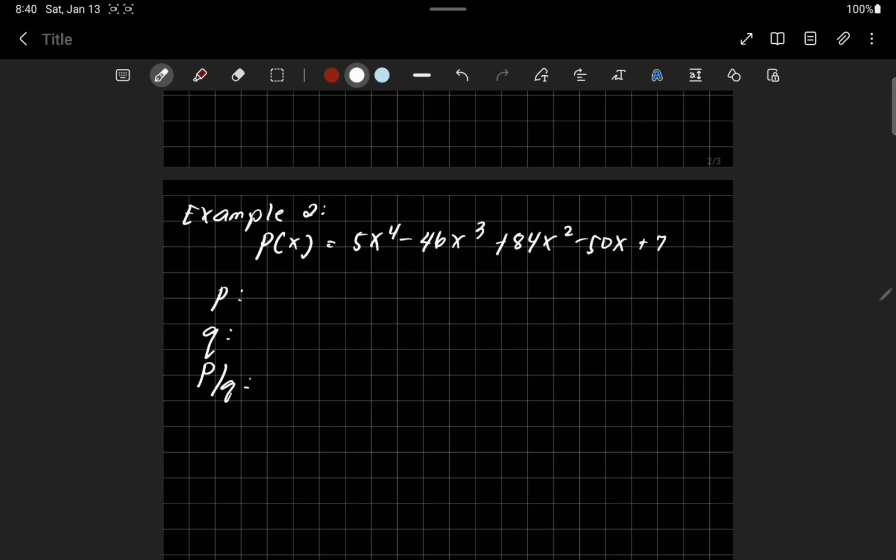Okay, our p is the factors of the constant, which is 7. So, that is positive and negative 1 and positive and negative 7. Then, q is the factors of the leading coefficient. So, that is positive and negative 1 and positive and negative 5. So, p over q, that is positive and negative 1. Let's just combine them: positive and negative 1 over 5, positive and negative 7, and positive and negative 7 over 5.